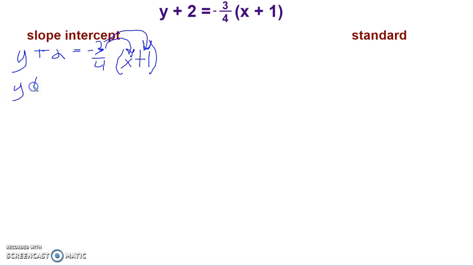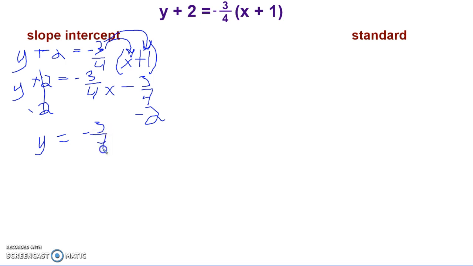So now we end up with y plus 2 is equal to negative 3/4 times x. That's going to get us negative 3/4 x. And negative 3/4 times 1, that's just going to get us negative 3/4. So now we have y plus 2 is equal to negative 3/4 x minus 3/4. So we're trying to solve for y, which means we need to get rid of this 2 on this side. And what we do on one side, we have to do on the other side. So we're going to subtract 2 from both sides. Now we have y is equal to negative 3/4 x minus 3/4 minus 2.